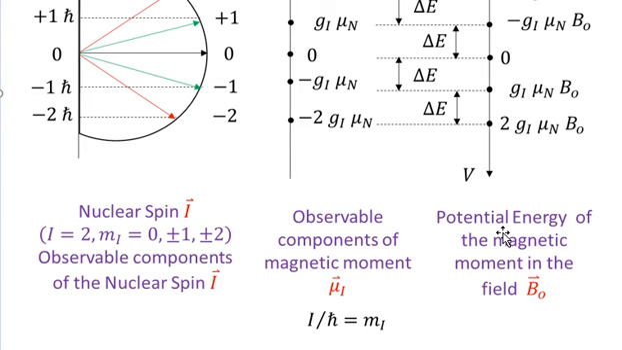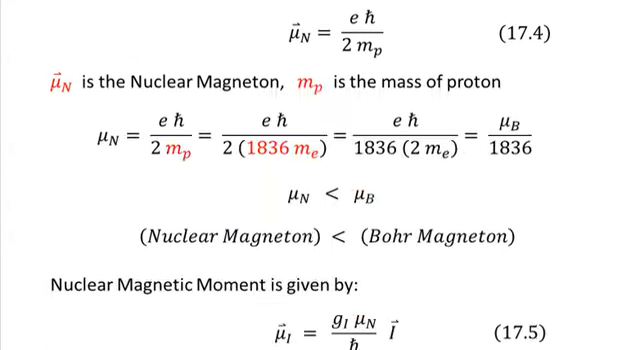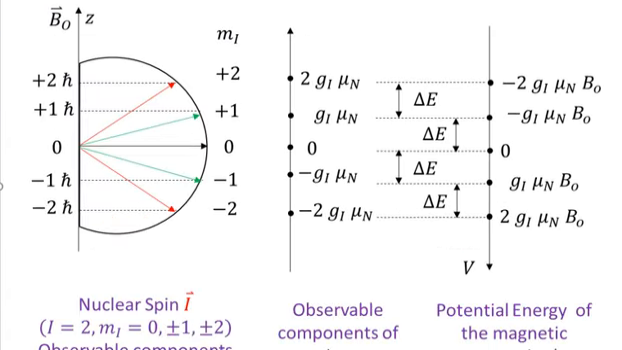Since there is a negative sign in the definition of the potential energy V, due to that negative sign I have inverted the direction of the potential energy V. So you can see that the negative quantities are on the top and the positive quantities are on the bottom side. And then delta E is actually the separation in energy between two consecutive levels. And actually this separation is a hyperfine structure splitting between two consecutive levels.